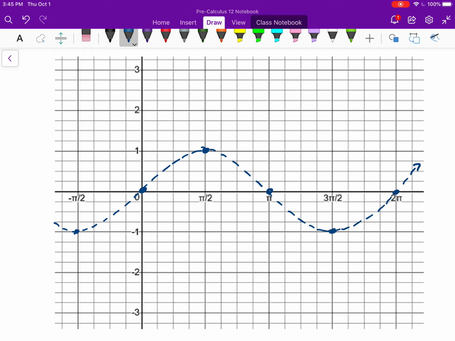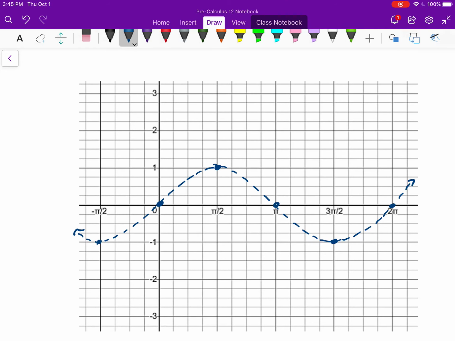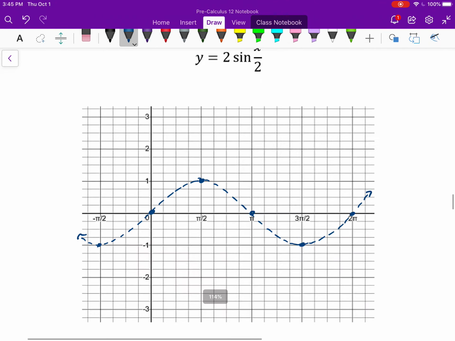Notice for all my sketches on sine, I'm really focusing on just where it crosses the x-axis and where it has a peak or a valley, or trough, it's actually called. All right, so there's sine again.